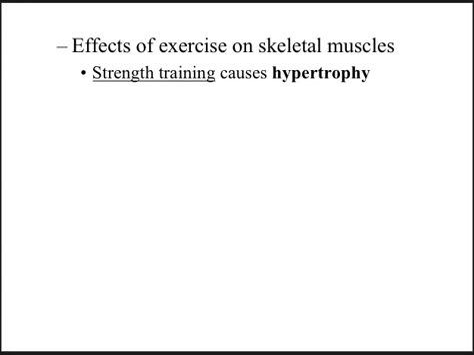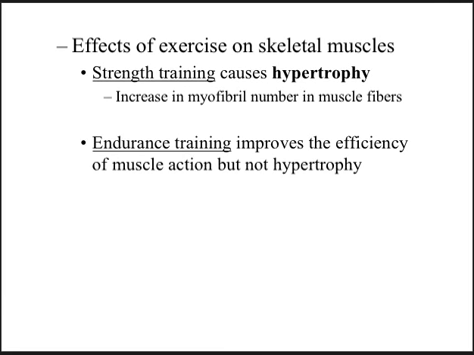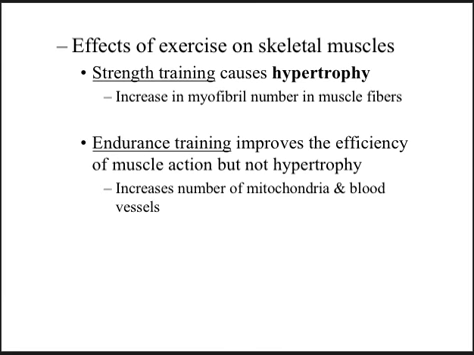Strength training causes hypertrophy of skeletal muscle due to an increase in the amount of muscle protein that the muscles build. Endurance training improves the efficiency of muscle action, but it doesn't generally result in hypertrophy. Instead, we increase the number of mitochondria and blood vessels to the muscle so that it's less likely to fatigue. This increases the amount of oxygen, nutrient, and ATP supplied to the muscle.